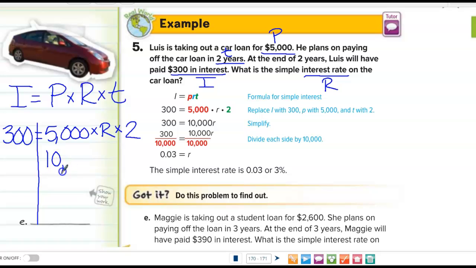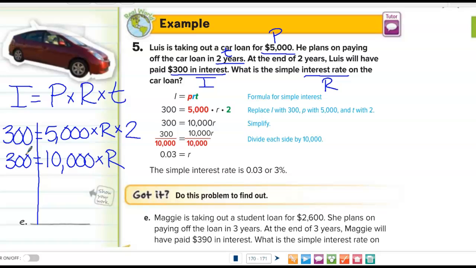I still have 10,000 times the rate, right? Because I still have R. I didn't get rid of it yet. And on this side of the equation, I still have 300. Everybody okay with me so far? Okay, so now it's kind of like what we've seen before. Are my numbers on the same side or opposite side? Opposite. So I do the opposite operation.